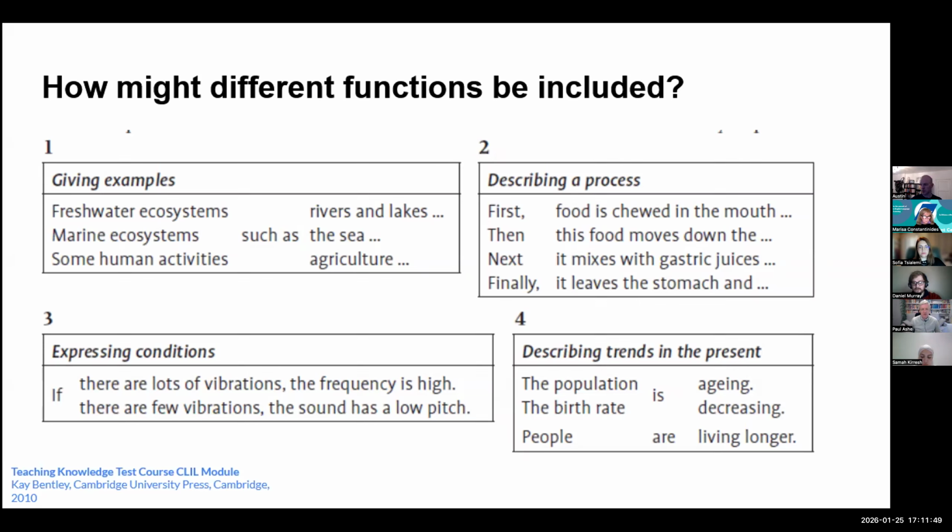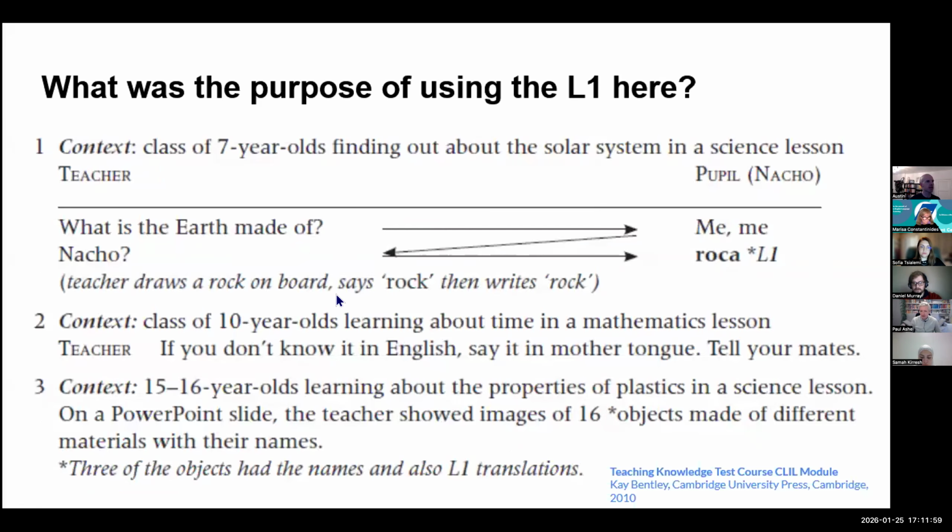Let's have a look quickly at the purpose of using translation, maybe. We've touched upon that today already. Here are 3 different examples. Have a look at number 1. What might be the reason for using the first language here? With nature.